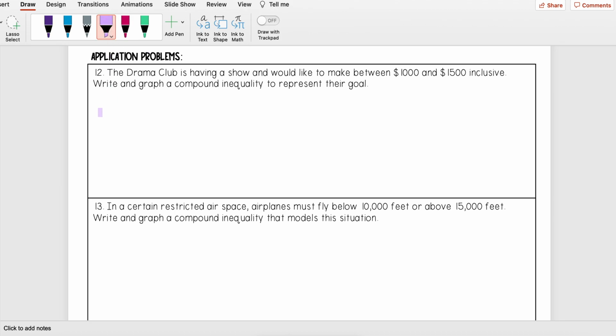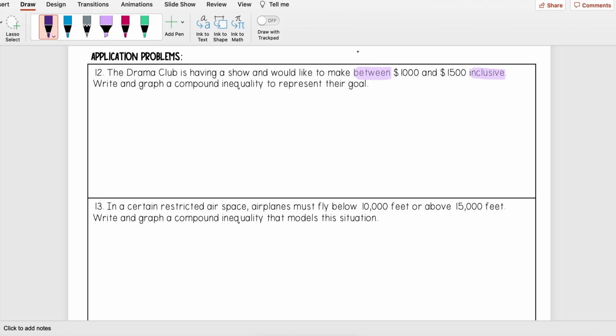So when I'm looking at these, I'm looking for keywords. So one keyword I see is between. So the drama club wants to make somewhere between $1,000 and $1,500. So that means they can make $1,000. They'd be happy with $1,200, $1,300, etc. They want to make somewhere in between those. And I also see inclusive. So inclusive means they'd be fine with $1,000 and they'd be fine with $1,500.